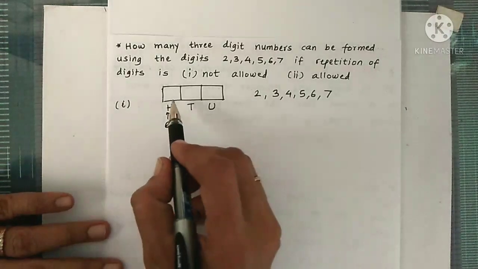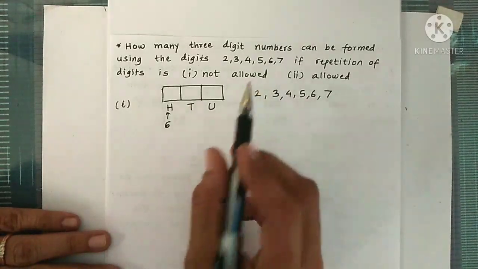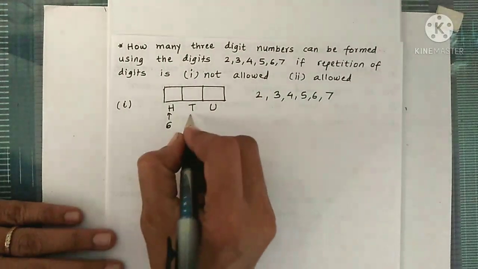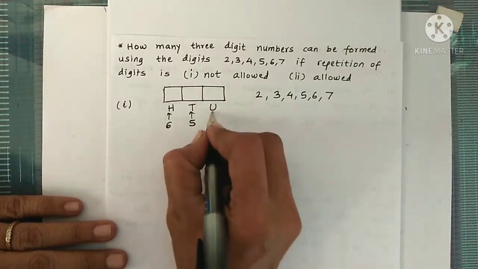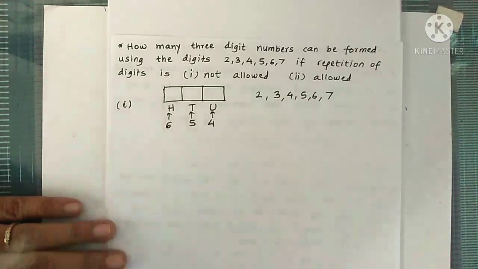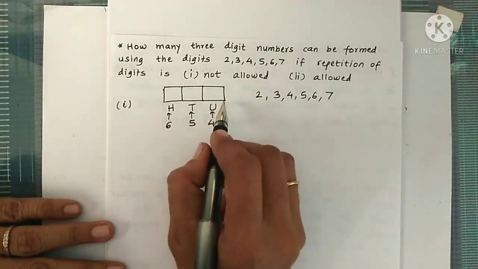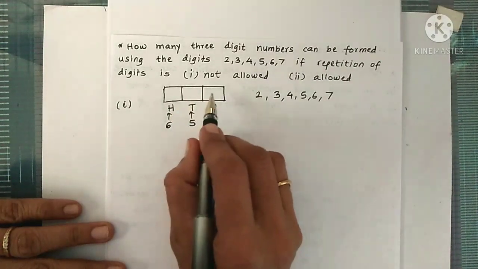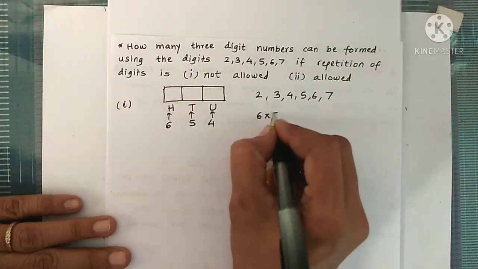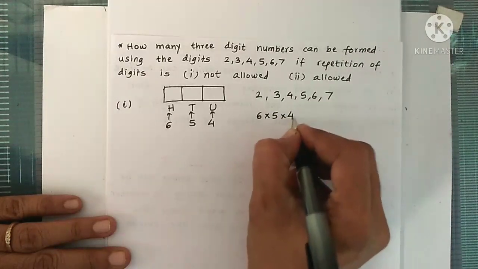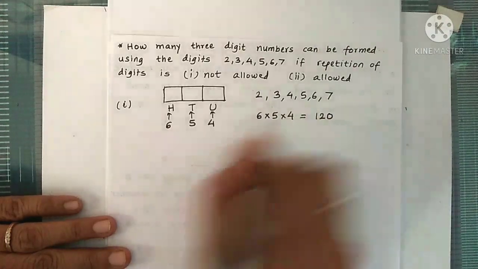Suppose this hundreds place is filled with 4. Then we cannot use 4 again because repetition is not allowed. So the number of digits available for tens place are 5. Again one digit is used here. So the number of digits available for units place are 4. So again we have to fill all the 3 places, first place, second place and third place. So the total number of ways is 6 into 5 into 4. That is 30 multiplied by 4, 120.